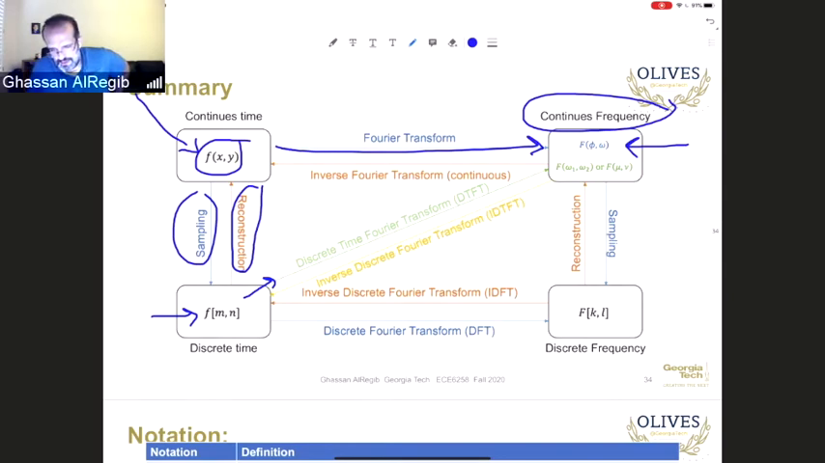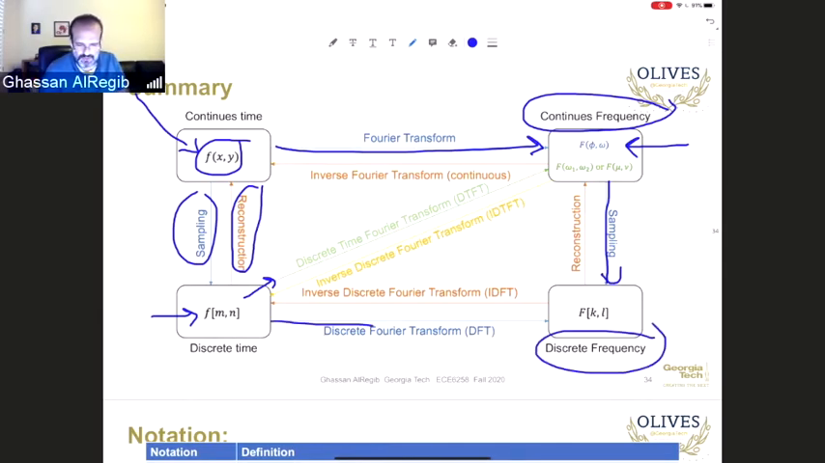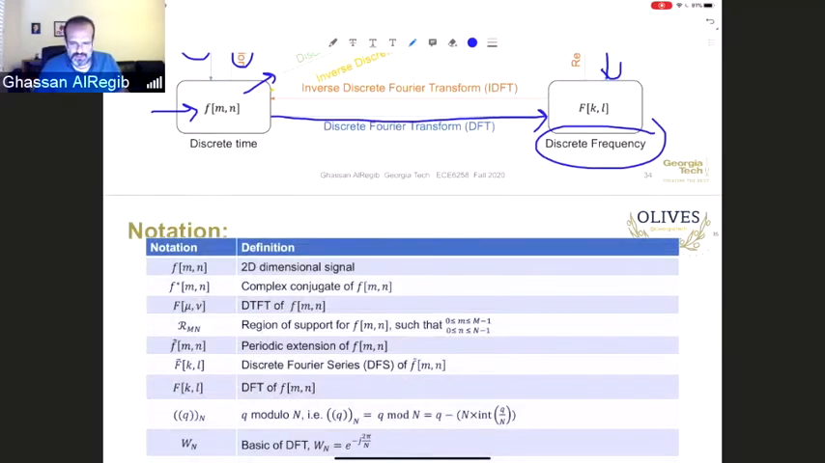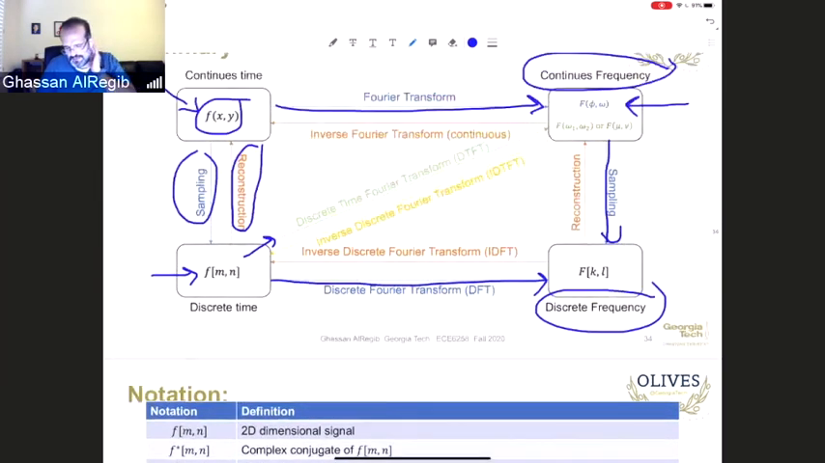One represents the Fourier transform of the continuous signal. The other one represents the Fourier transform of the discrete signal. Both of them are continuous in the frequency domain. If I do sampling to that, I get my DFT, right? Or I can apply DFT directly to f of m and n, and I get the DFT f of k and l in this case. And we have our notation here, and we try to end every topic with these notations for clarity. Questions?